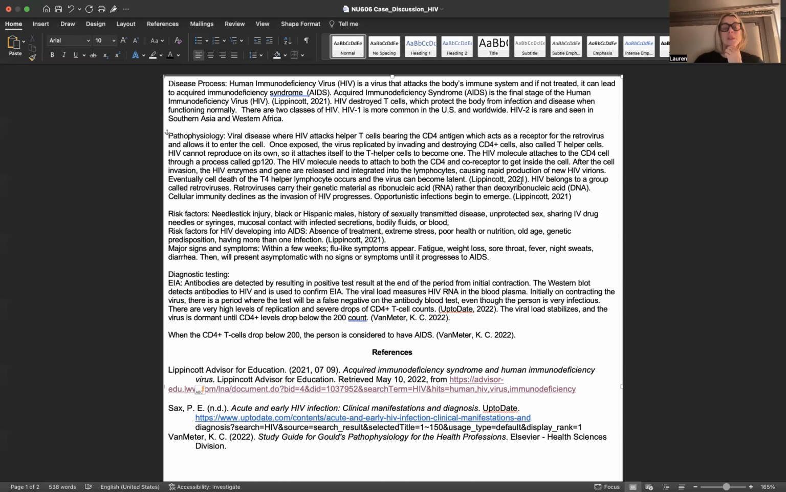Once exposed, the virus will replicate by invading and destroying these CD4 cells, which, as I mentioned before, are T helper cells. HIV cannot reproduce on its own. So what it will do is attach itself to the T helper cells to become one. The HIV molecule attaches to the CD4 cell, and this goes through a process involving GP120.